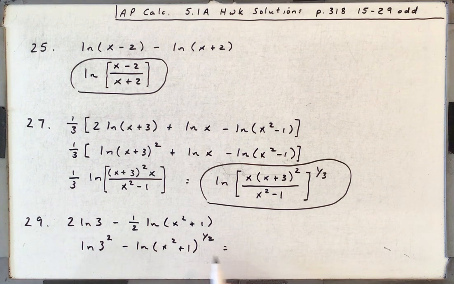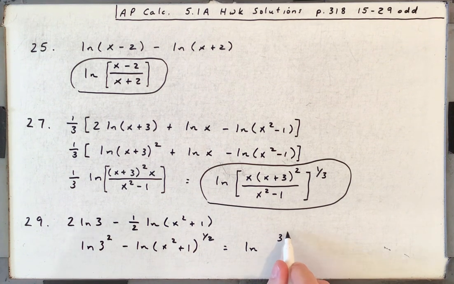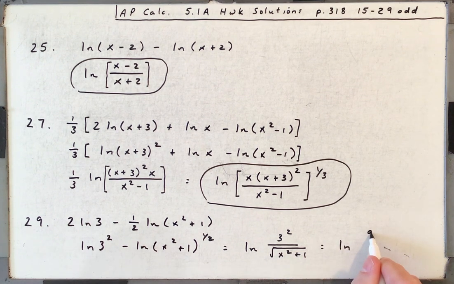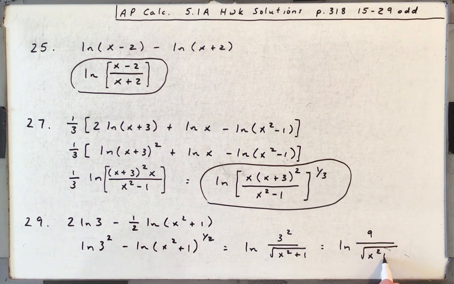So now we have subtraction, so I would have the natural log of 3 squared over the square root, the 1/2 power, I'm going to write as square root of x squared plus 1. So just cleaning that up a little bit, that'd be 9 over the square root of x squared plus 1. I'm going to go ahead and put all that in brackets to make it easier to see what we're doing.